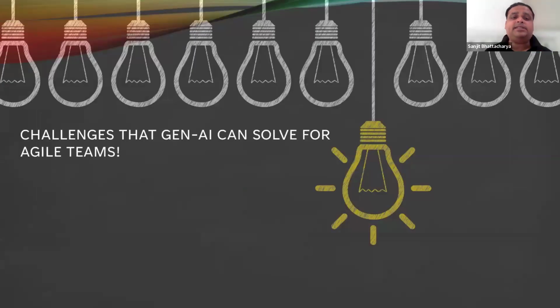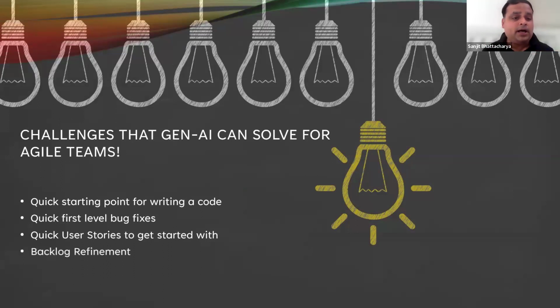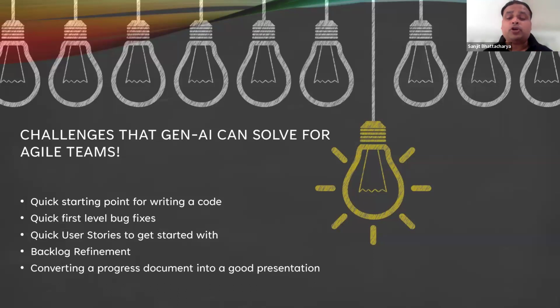Now, what are the challenges that generative AI can solve for agile teams? First, it could be a quick starting point for writing code. It could help you fix bugs at the first level. In fact, just before this session started, I was actually doing this. It could be a quick first-level bug fix. It could also help you write user stories, which is nowadays very popular and very important. It can help you with backlog refinement. We will see a practical example of how to do that. And it could also help you convert a progress document into a good presentation. It could also help with effective communication, writing nice emails, or when you are not able to understand how to convey a difficult message.